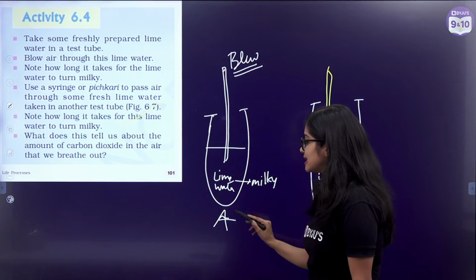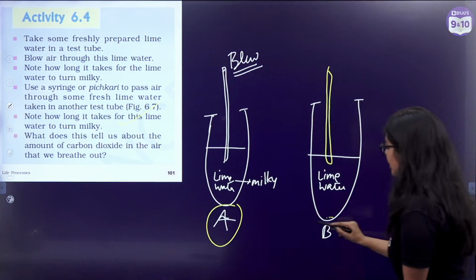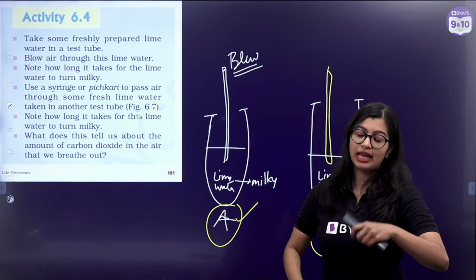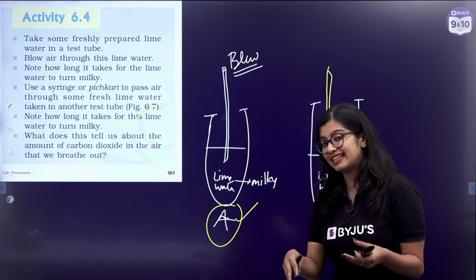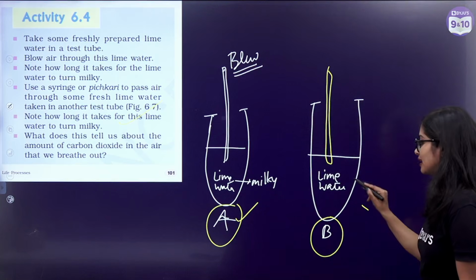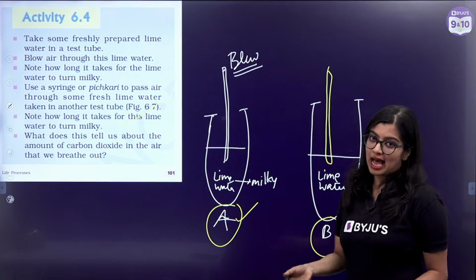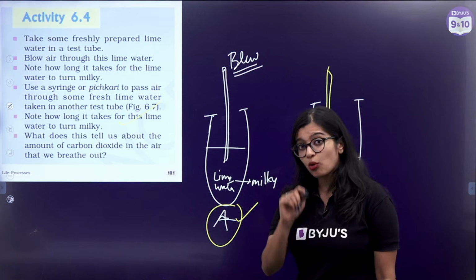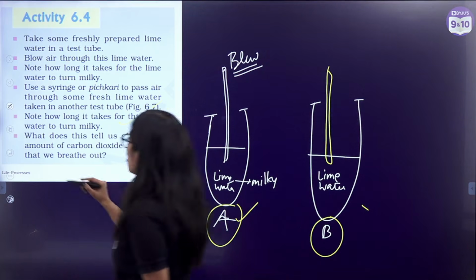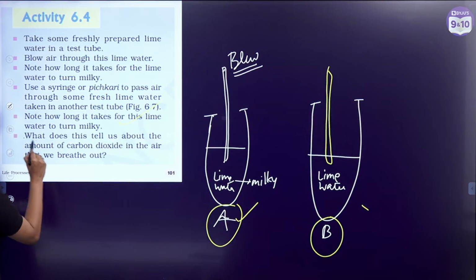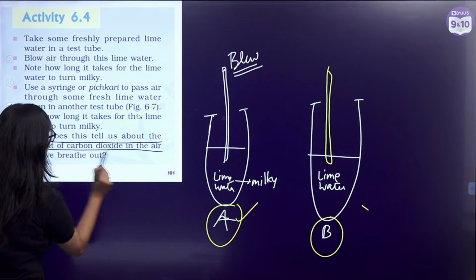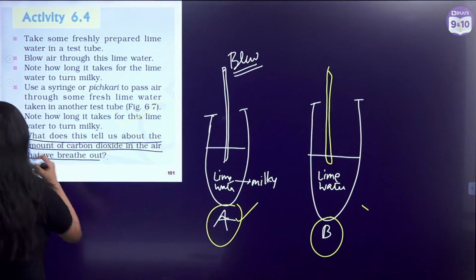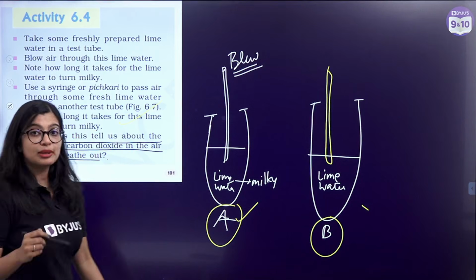Now the time that is taken in A is different from the time that is taken in B. The lime water in A turns milky slightly faster than in B. Now, why does this happen? Actually, for B, it will take quite some time before it turns milky. Now, the question that they are asking us is, what does this tell us about the amount of carbon dioxide that we breathe out?